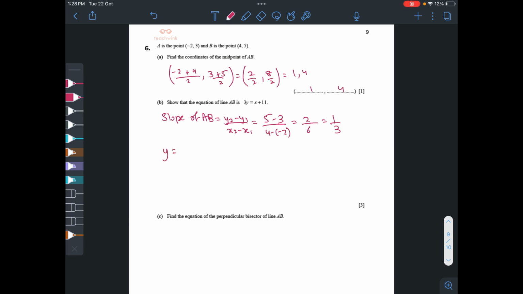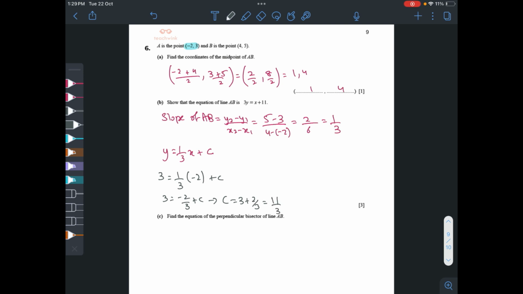Now, since we have y equals 1 over 3x plus c, we can use one of the points over here. Let's say if I use this point over here, that is going to be 3 equals 1 over 3 times negative 2 plus c. If I multiply this, this becomes 3 equals negative 2 over 3 plus c, and c would turn out to be 3 plus 2 over 3. That is going to give us 11 over 3.